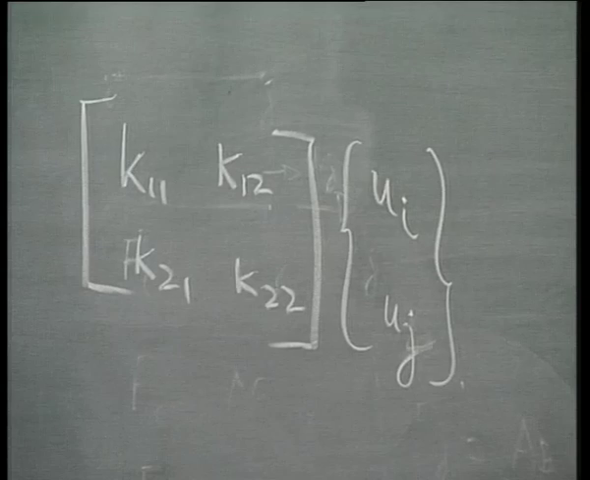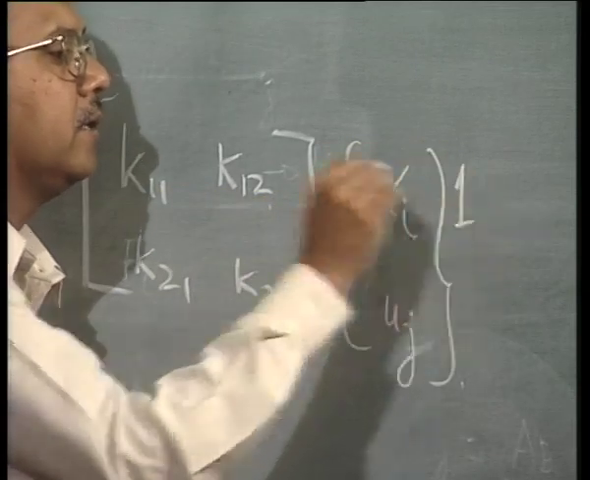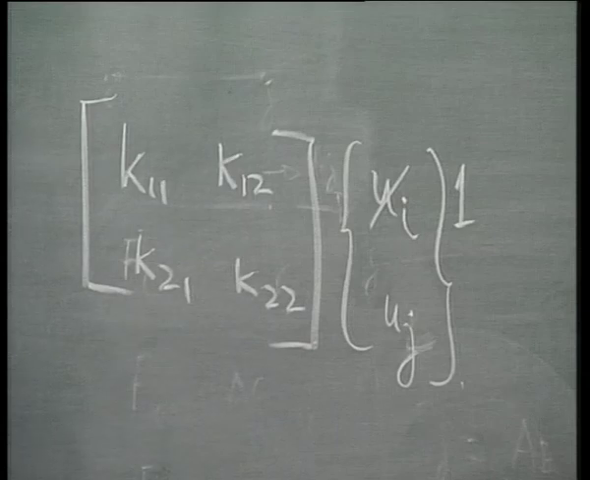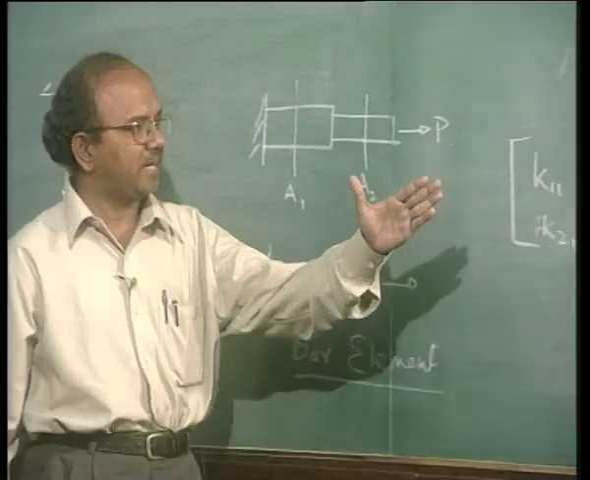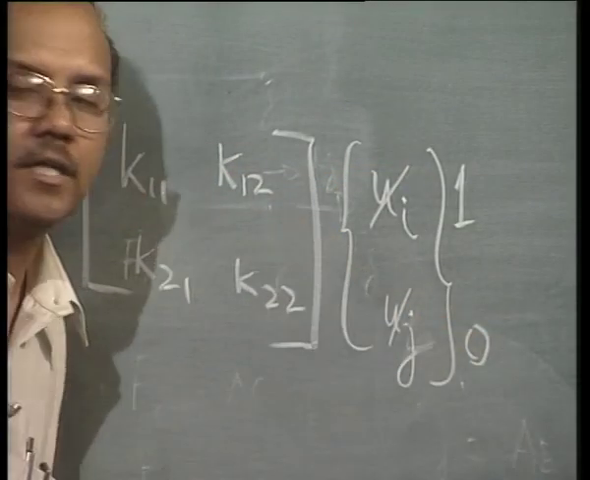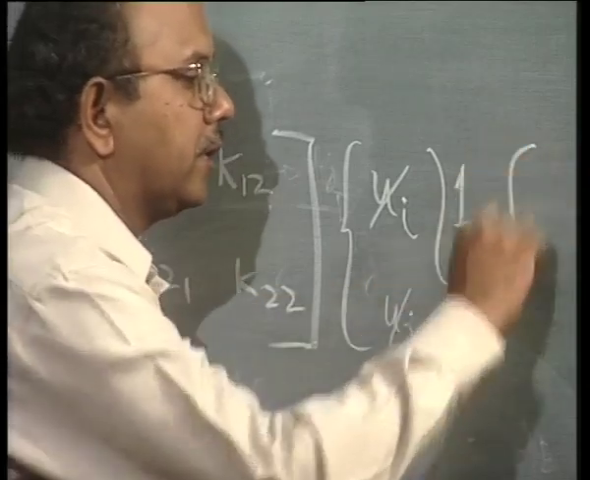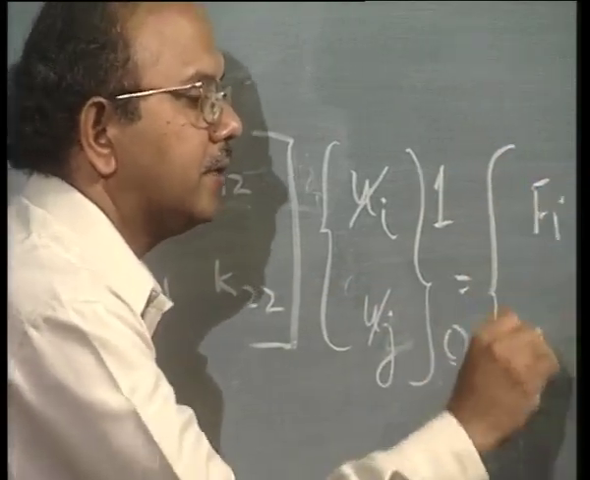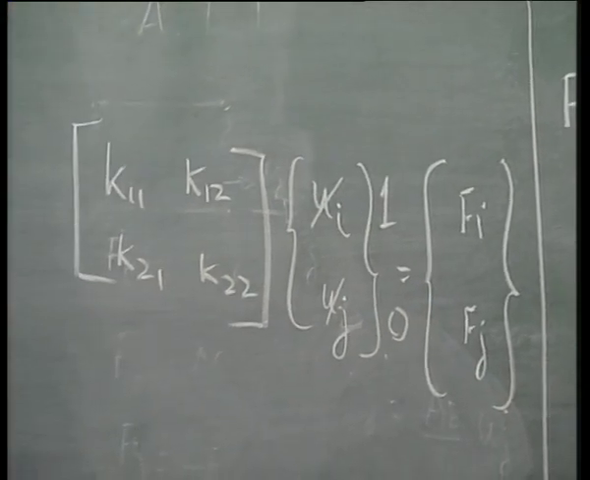In order to understand that, to give you a clue, let me say that I apply a unit displacement. Here it's force per unit displacement. Keeping that spirit, let me say that Ui is equal to 1, and let me fix the other side, Uj is equal to 0. And then look at the complete equation now. What is on the other side? Fi and Fj.